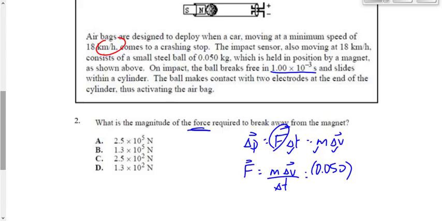So what is the change in velocity? What is the delta V of this ball? 5 meters per second, right? Because it's now moving 5 meters per second relative to this sensor, and it was 0 meters per second relative to the sensor. So the change in velocity is 18 kilometers per hour, or 5 meters per second. My time interval here is 1 times 10 to the negative 3 seconds. We do the math there. The force works out to be C, 2.5 times 10 to the 2 newtons.